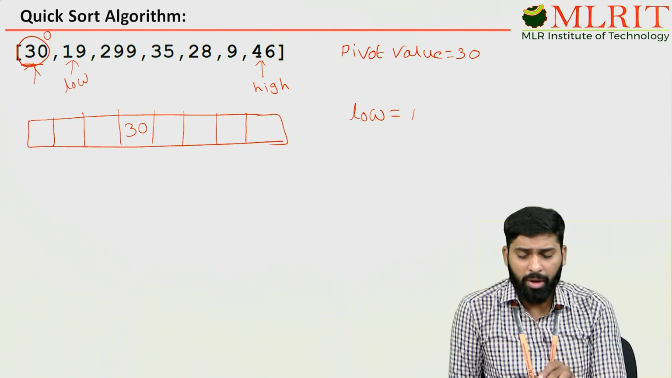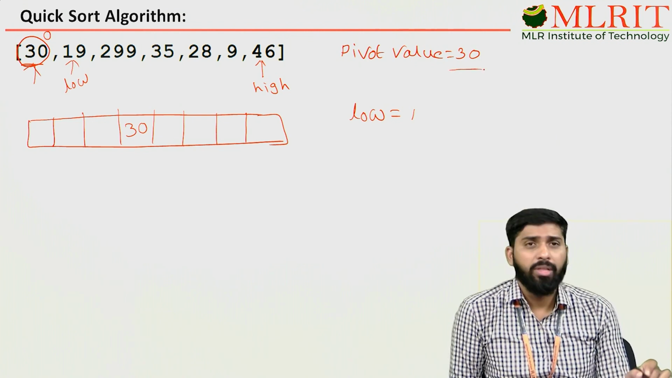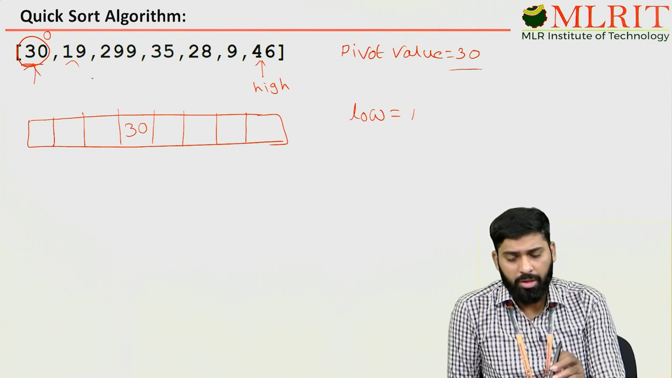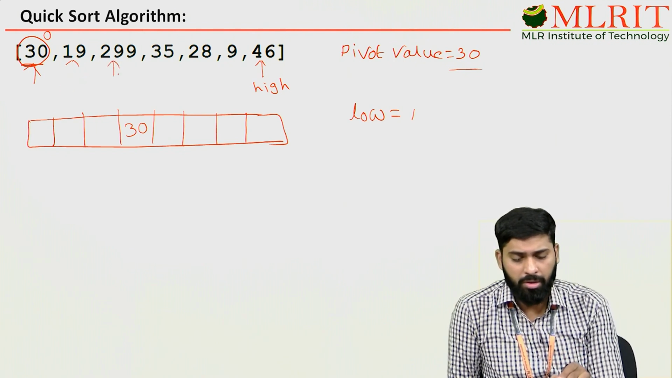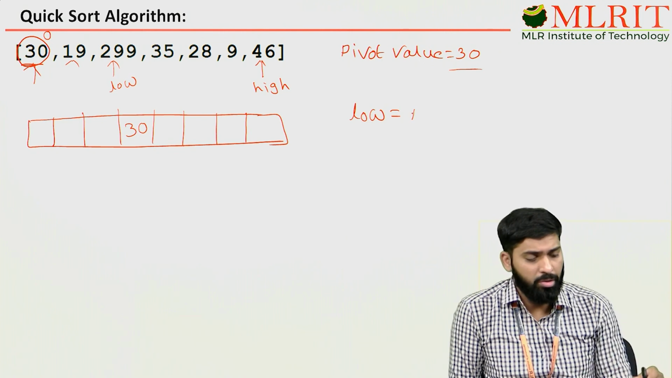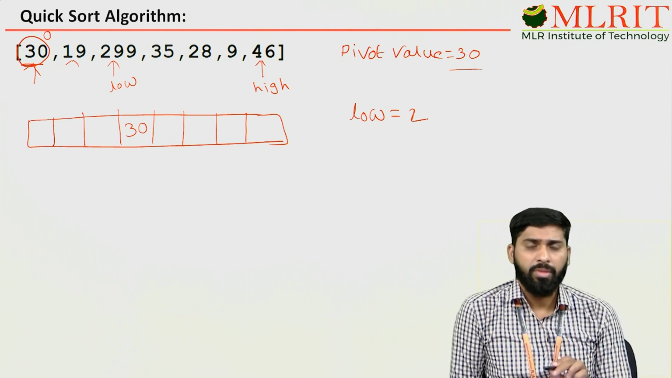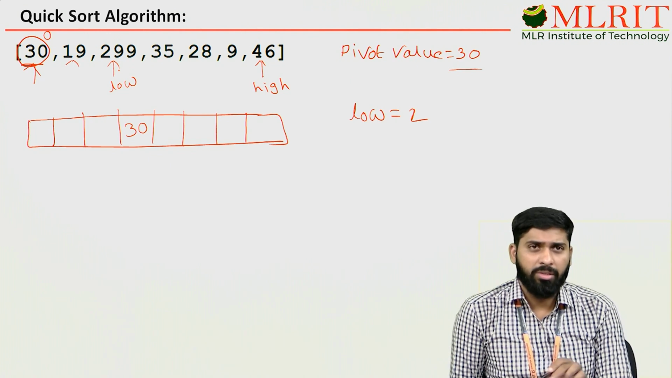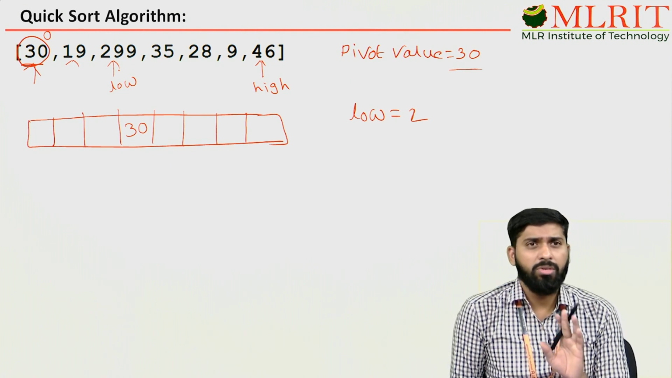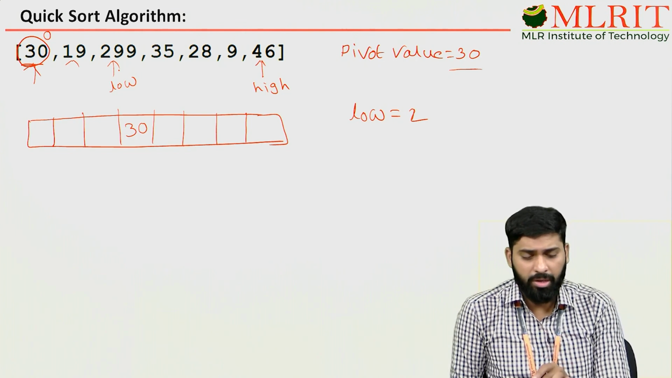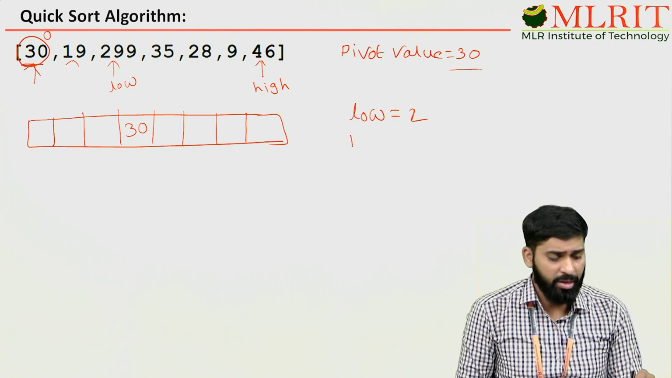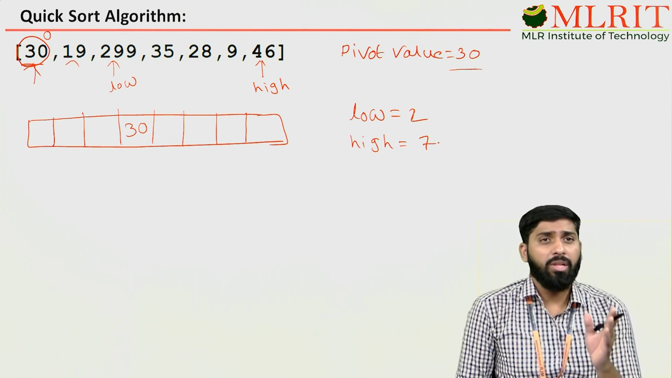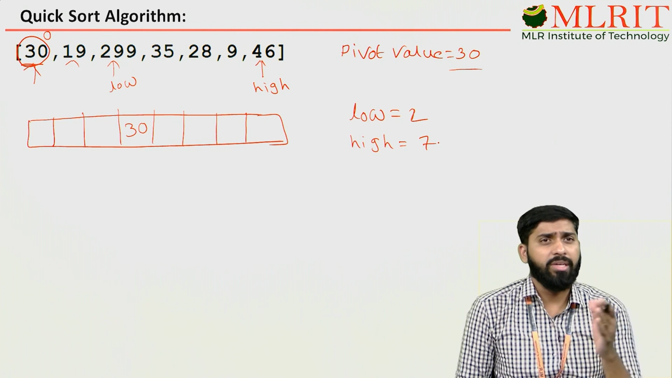Next you compare the pivot value 30 with 19. Again it is lower, so increment the low value. Now low is 2. Next compare 299 with 30. 299 is greater, so stop here. Then come to high. What is high here? High equals 7. Now all the left side values are less than and all the right side values are greater.